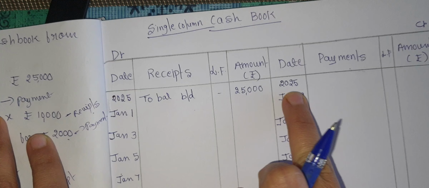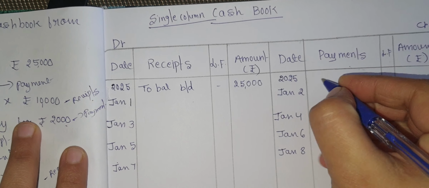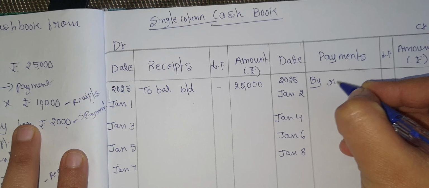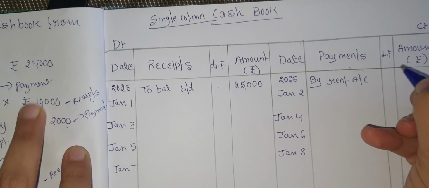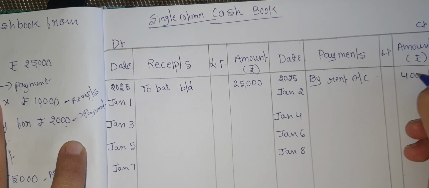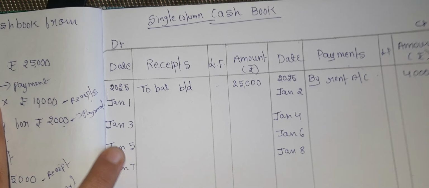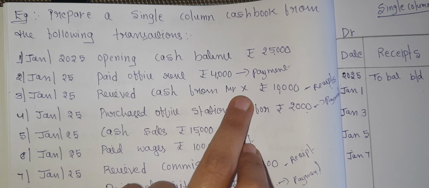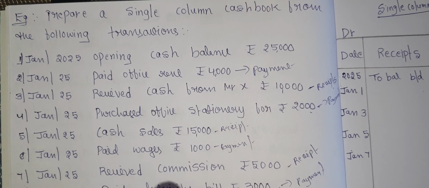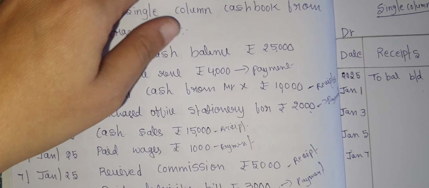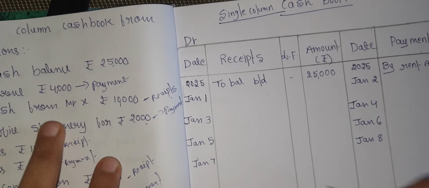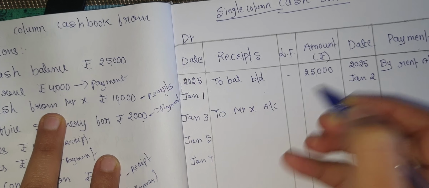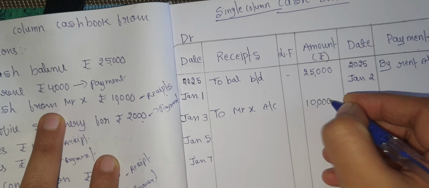See here, January 2nd 2025, here we will write down by rent account, that is rupees 4,000. And next one, on 3rd Jan 25, received cash from Mr. X, that is rupees 10,000, means receipt of cash from Mr. X. From whom? Mr. X, means it comes under debit side. So to Mr. X account, that is rupees 10,000.